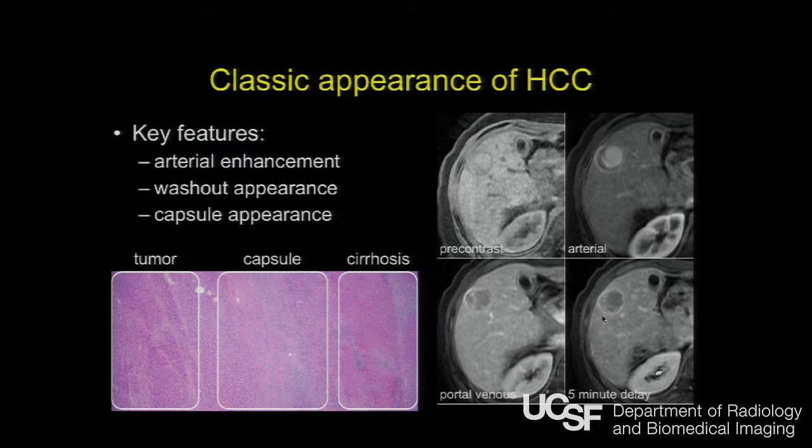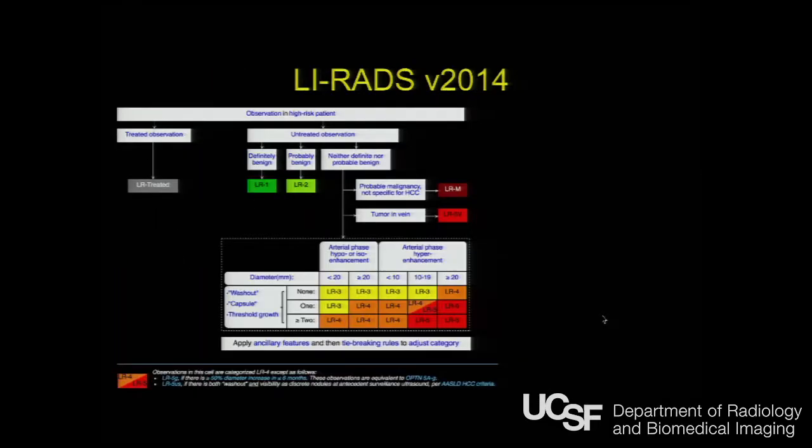And the key point here is that the capsule has a lot of extracellular space, and so that extracellular space is where extracellular gadolinium is going to leak into and accumulate over time, very similar to what we're seeing with a scar on FNH. So classic appearances of FNH.